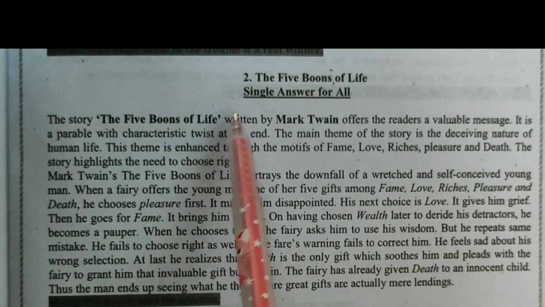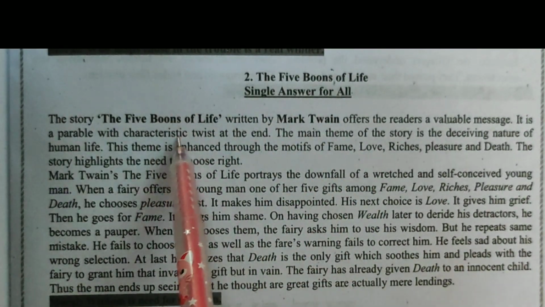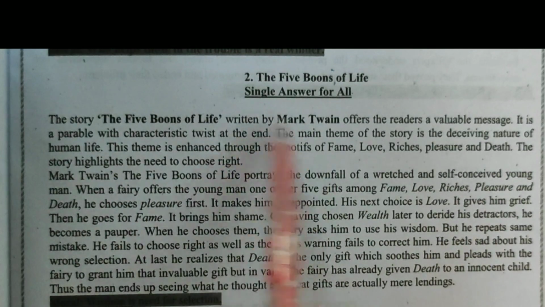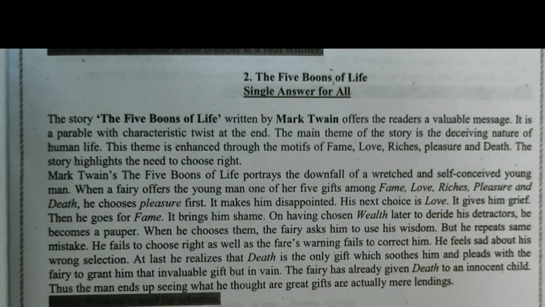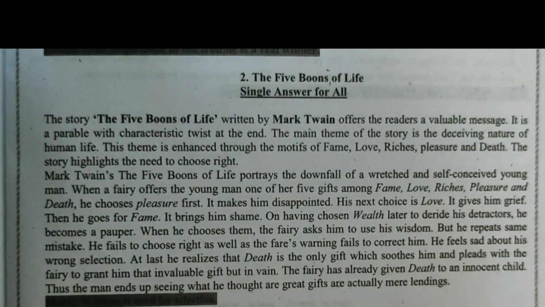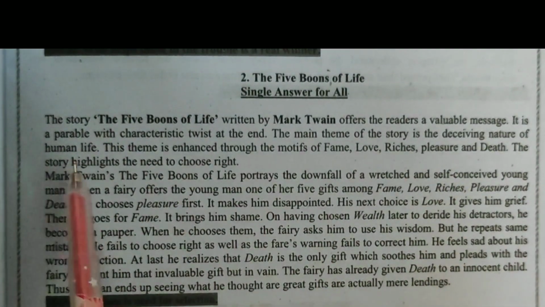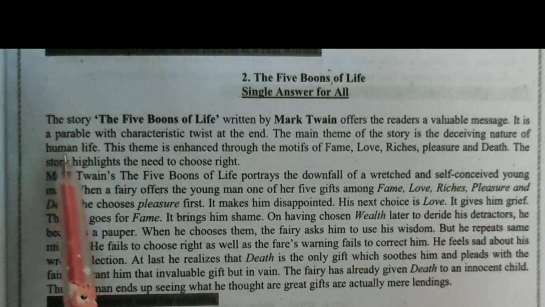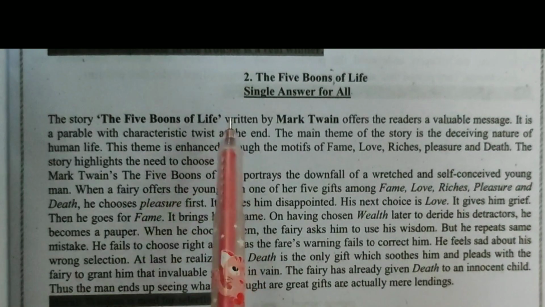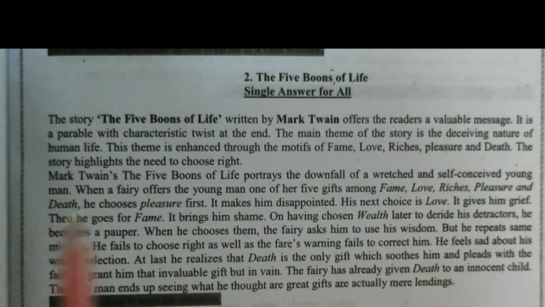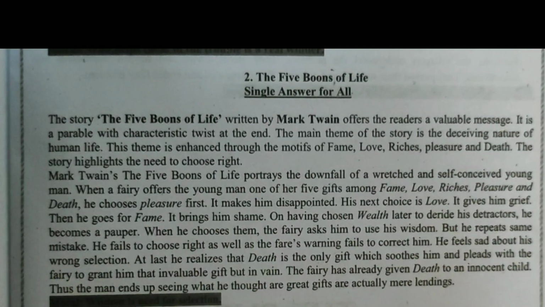The story, The 5 Boons of Life, it is written by Mark Twain. Very important. Name of the lesson, name of the writer, very important. 5 Boons of Life, written by Mark Twain, offers the readers a valuable message. It is a message-oriented lesson, okay? It is a parable. Parable means a story. It is a parable with characteristic twist at the end. There is a small twist at the end, okay? See, it is actually a message-giving lesson with small twist at the end.